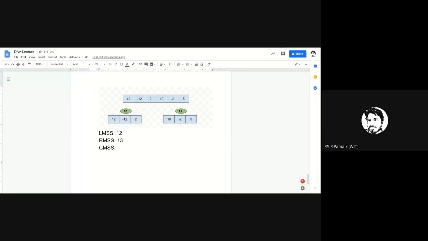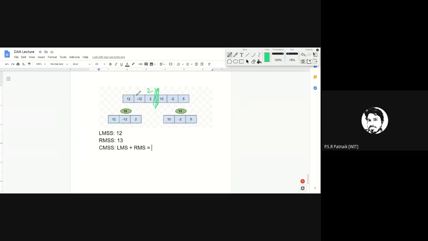Let me plot a midpoint. So this is my mid. So I calculate the left max sum and the right max sum. How do I calculate the sum of that? It is left max sum plus right max sum. So what is the left max sum for me here? Here if you take the left max sum, the sum is 2. If you want to find the maximum sum on the left part, you have to calculate that.